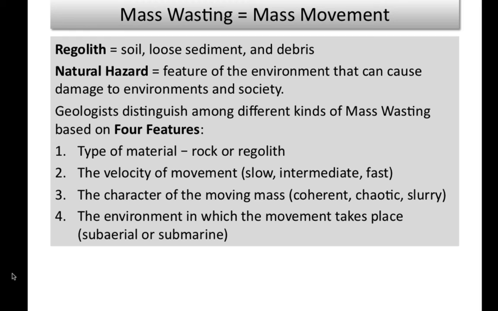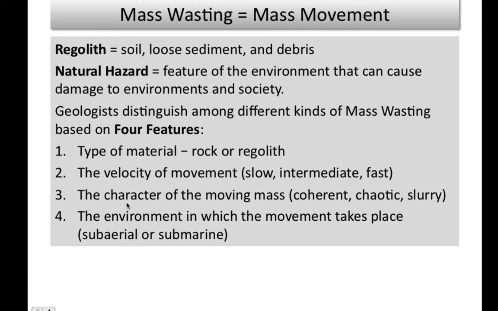Geologists distinguish among many different kinds of mass wasting, and we really look at four features. We look at what's being moved. The second thing we look at is how fast is it moving. Is it going slow? Slow in terms of centimeters per year or millimeters per year, pretty slow in some cases. Some cases they can go maybe 10 to 20 feet per year, 30 feet per year, intermediate, and some can travel very fast, up to 300 kilometers per hour.